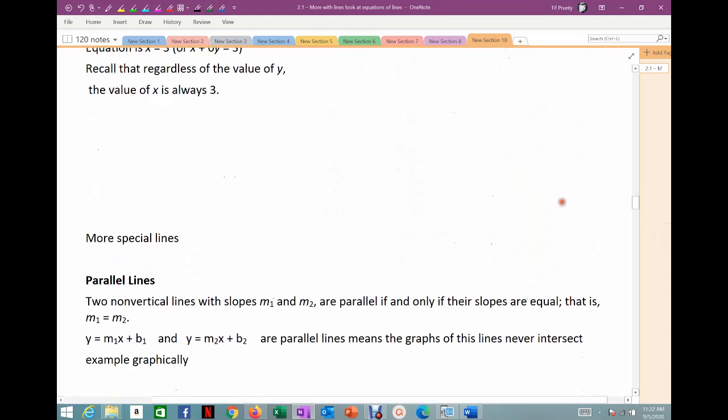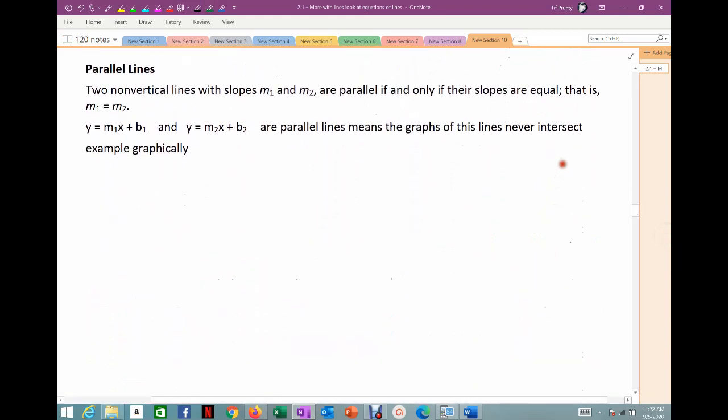Alright, we're going to add 2 more types of special lines. These are pairs of lines that we're going to look at. The first type of special line we're going to look at are parallel lines. Parallel lines, as long as they're non-vertical lines, have a slope that exists. Vertical lines are all parallel. All undefined slope lines are all parallel. But we're looking specifically at lines that are not vertical.